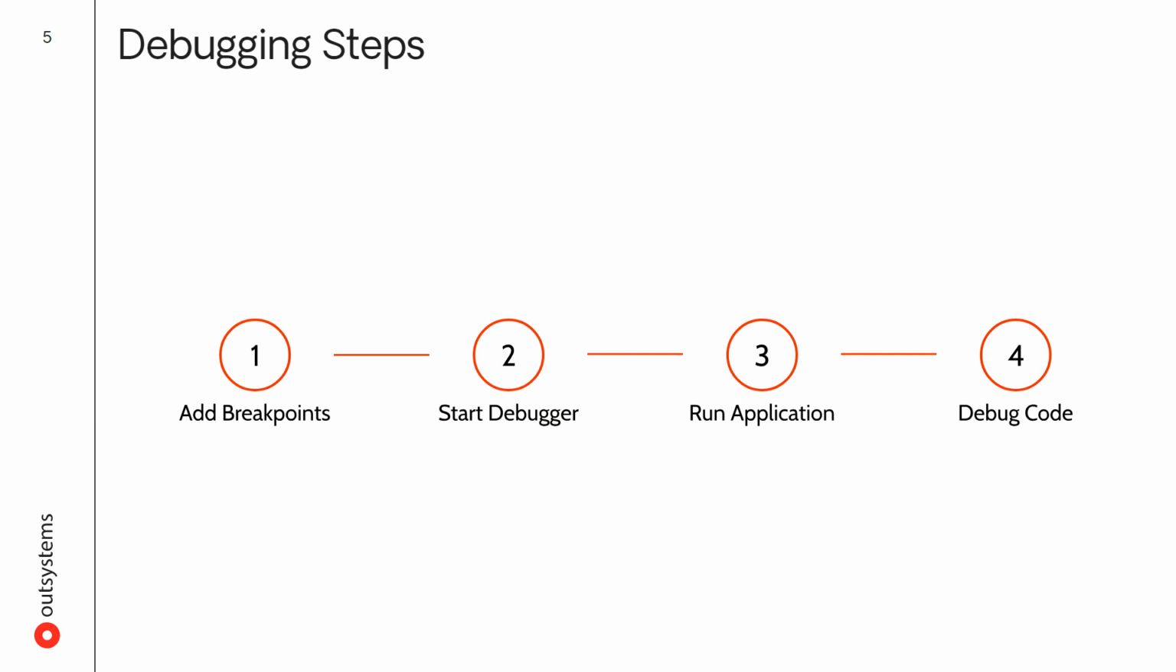The first step is to set the breakpoints in the code and then start the debugger. After this, it is a matter of running the application and then debugging the code. Let's look into these steps in detail.